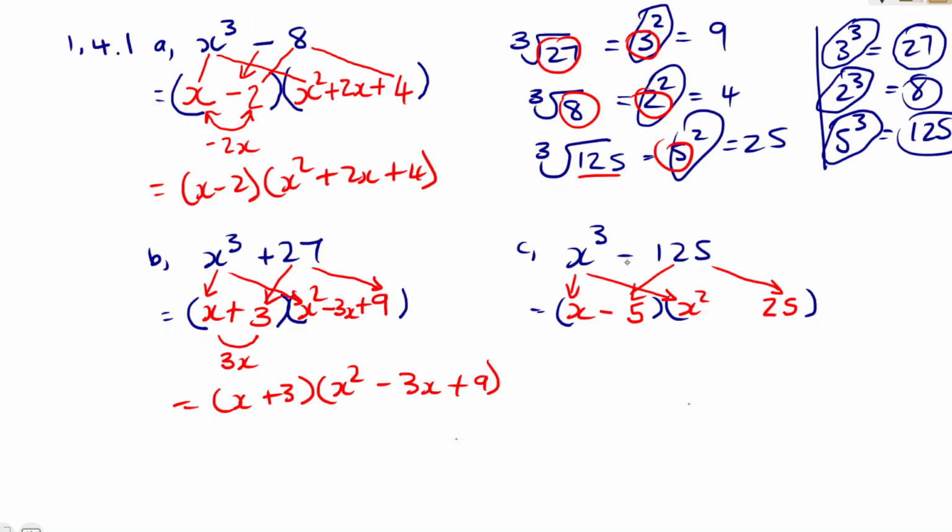But my 125 is negative. That means this one must be positive. So that negative 5 times positive 25 will give you negative 125. For the middle term now, we're going to say x times negative 5 is negative 5x. When you write it here, we change the sign to a positive 5x. So that means now your factorization is x minus 5, bracket, x squared plus 5x plus 25. Yeah, so this is the factorization of the third expression.